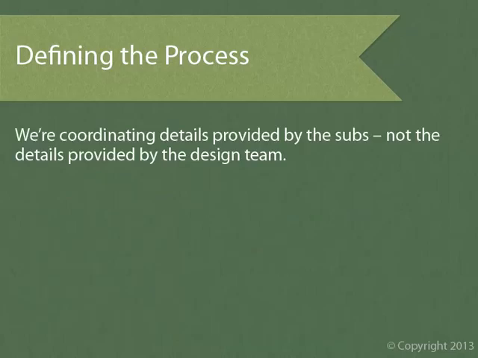We're coordinating details provided by the subs, not the details provided by the design team, although we are using the contract documents for reference, of course. The general contractor is responsible for coordinating the shop drawings, product data, and manufacturer's standard details provided by the subs. And this characteristic is the foundation for exterior skin coordination, and it distinguishes it from both the design work completed by the architect and from the basic individual submittal reviews that we're all accustomed to.